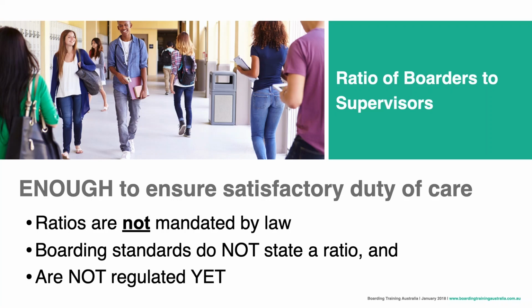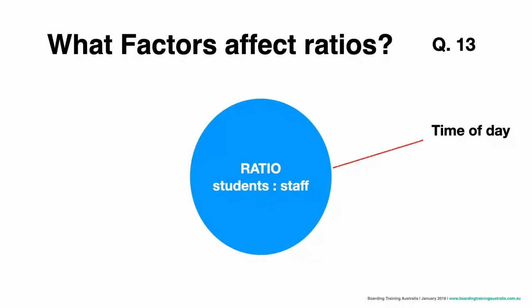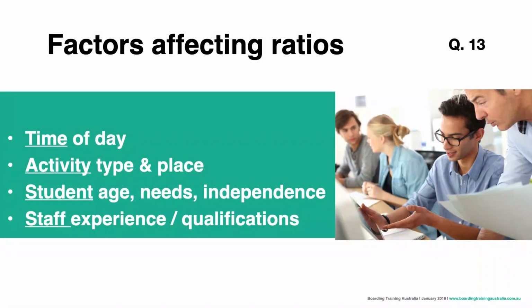That's because there are a lot of different factors that affect what ratios will be best in any given situation. So you can think of some of those factors. Perhaps you're thinking, what time of day? Several different times of day we could do with more or less staff members on to be able to effectively work with the students. Can you think of other factors that would affect what ratio we would need in our boarding? So time of day, and then of course what's going on at that time of day, what activity type and where is it going on.